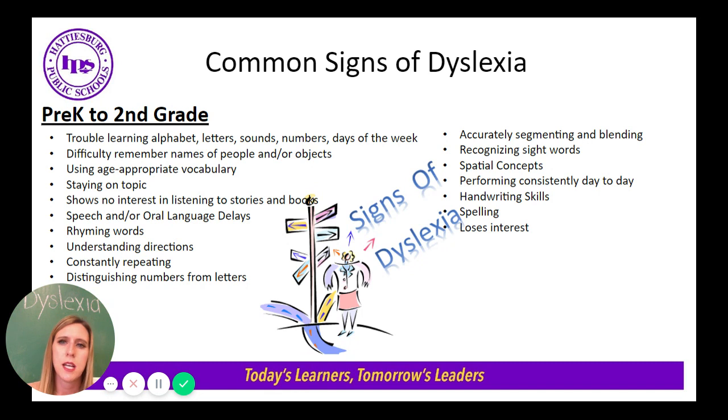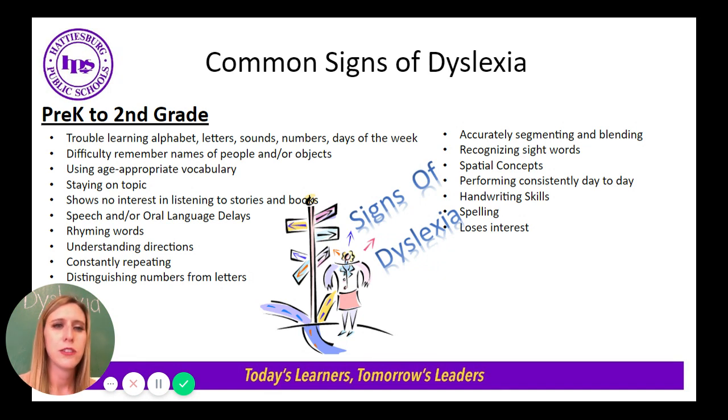What are some common signs of dyslexia? As you can see, there are a lot of them. If a student only experiences a couple of them, it does not necessarily mean they have dyslexia, but that also goes vice versa. If they are experiencing a lot of these, or you're checking these off and you think my student does this, you may want to look into having your child screened for dyslexia.